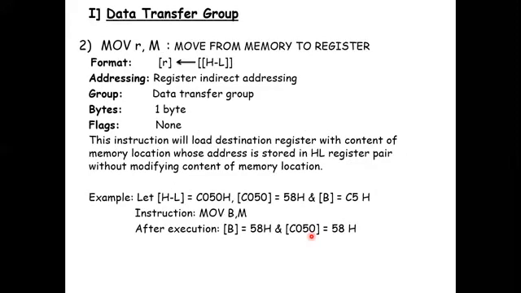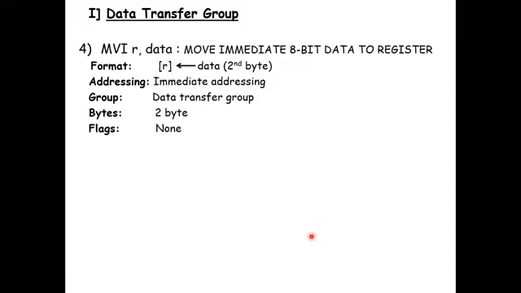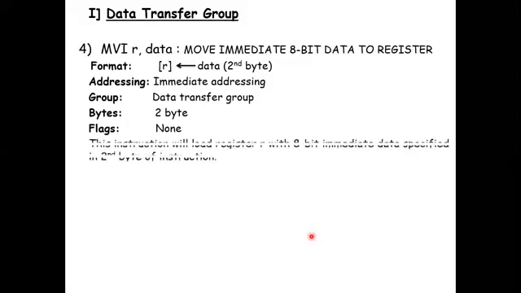Data transfer group also includes move from memory to register. So there is another example. The last one had two registers. Here we are using memory and a register, but it is the same move concept. MVI is also a data transfer group instruction.